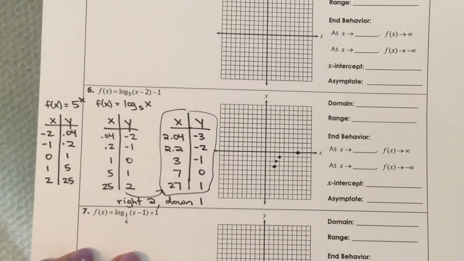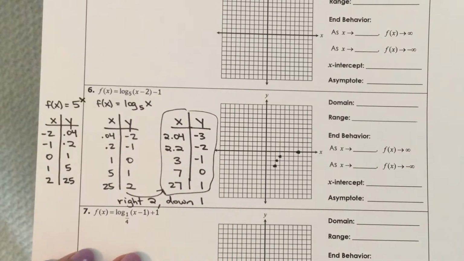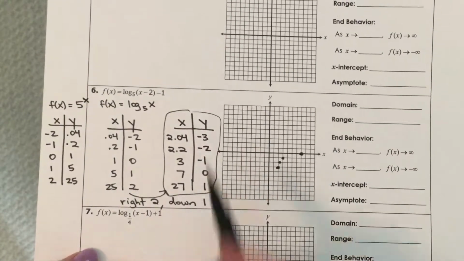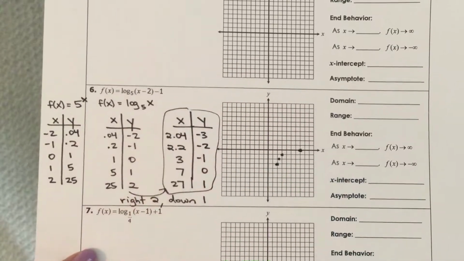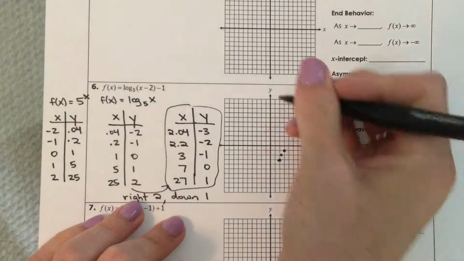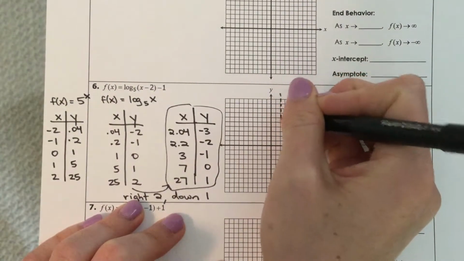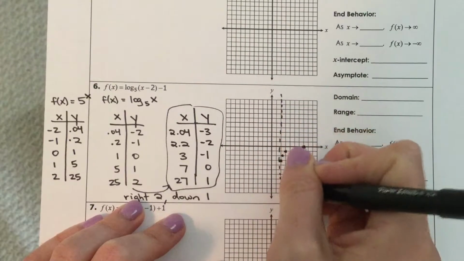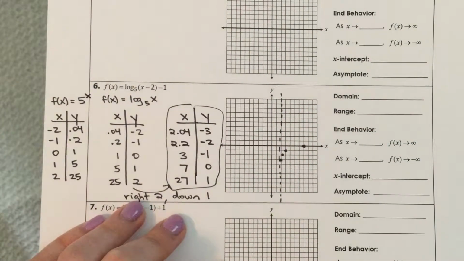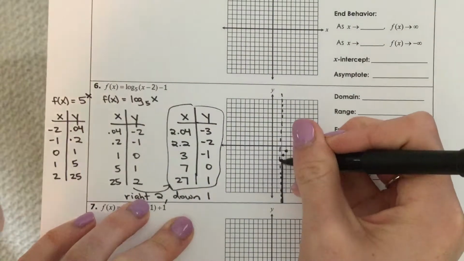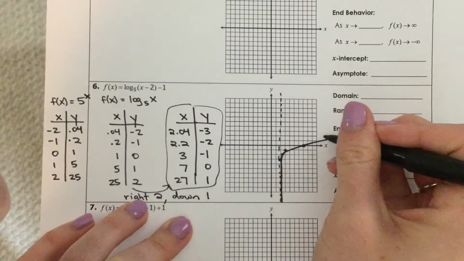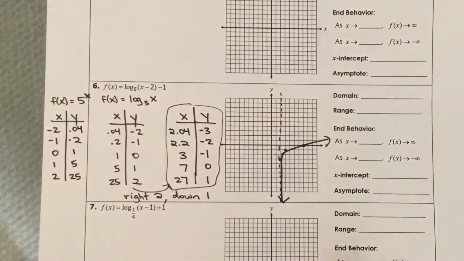We are also going to have a vertical asymptote with all of these logarithmic graphs, and it's the opposite. So if you have x minus 2, your vertical asymptote would be at positive 2 for my x values. So you can sketch in your asymptote there. With the asymptote, we just skim right along that line until we start hitting points, and then our graph would look something like that.